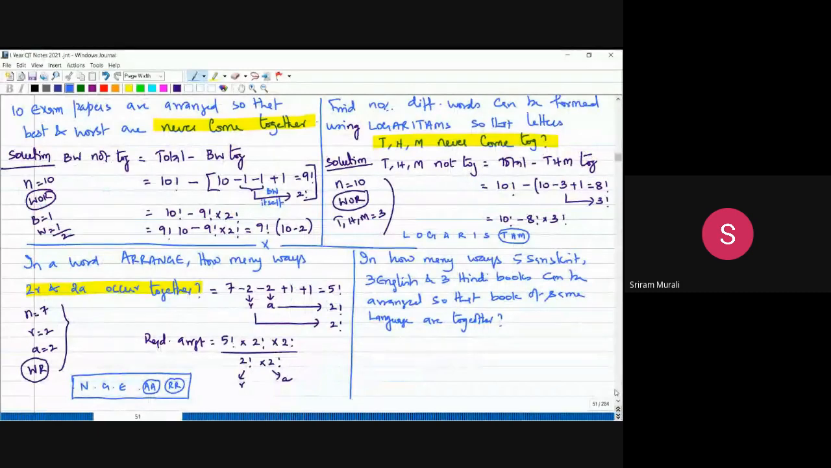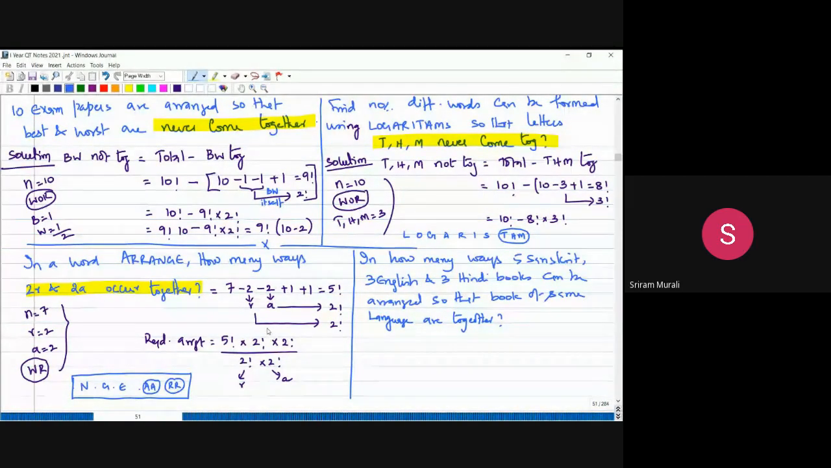Just compare. In all the problems we are doing only this. I told you why we are doing this. Because of repetition, I divided. Have you understood? Yes, sir.